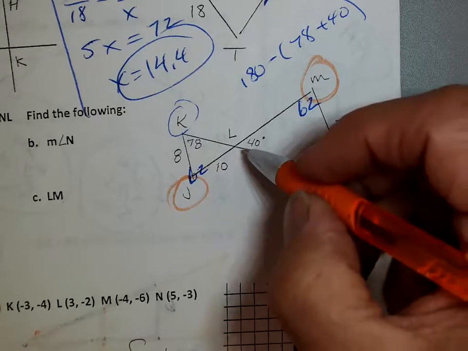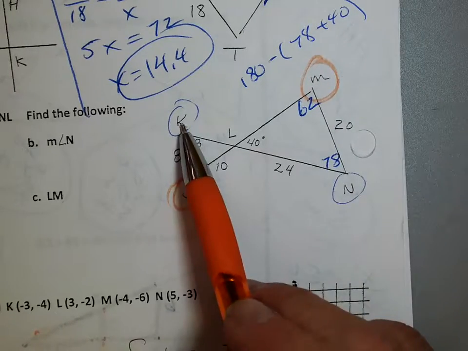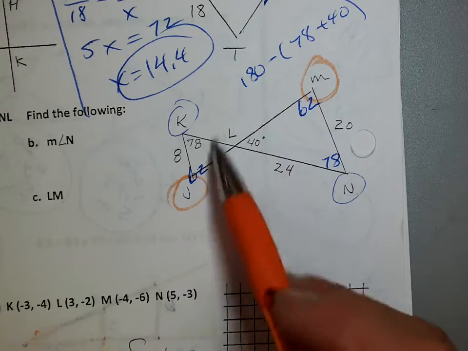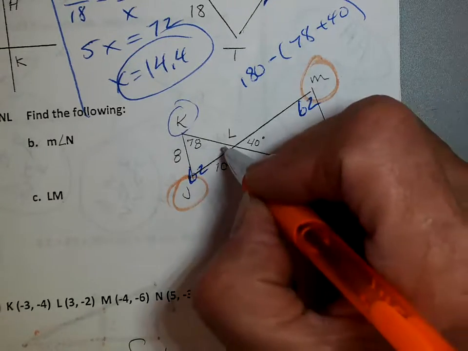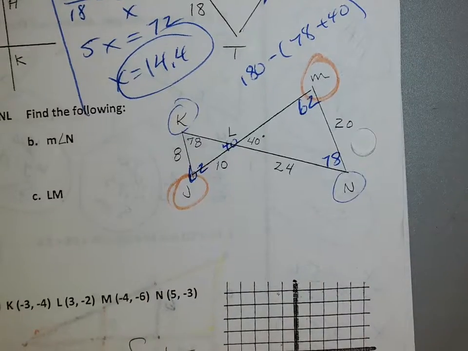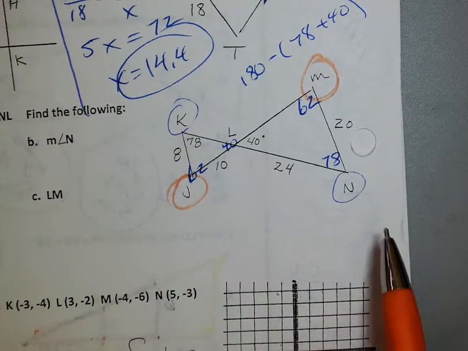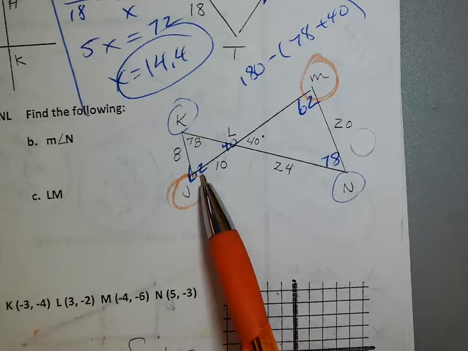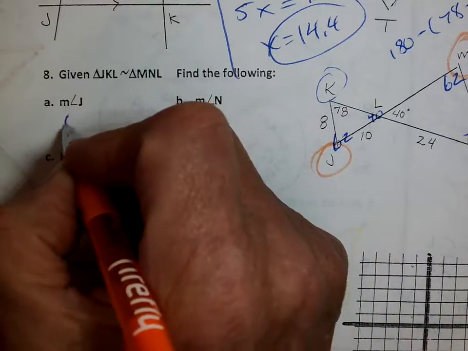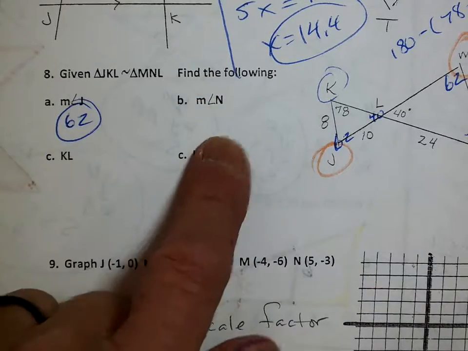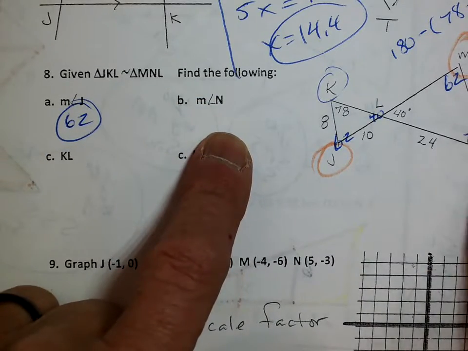This angle here at L, but you can't call it L, you got to call it KLJ, because L is very ambiguous. Which one is L? I don't know, but KLJ is 40. Okay, and let's see what we've got. Okay, angle J, that's easy. Angle J would have to be 62. Capiche? 62. Okay, angle N, 78.